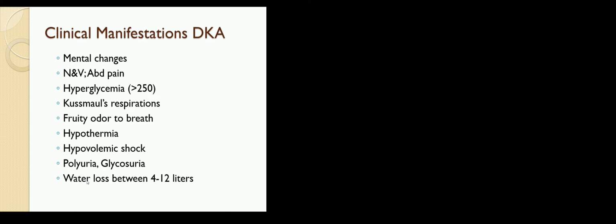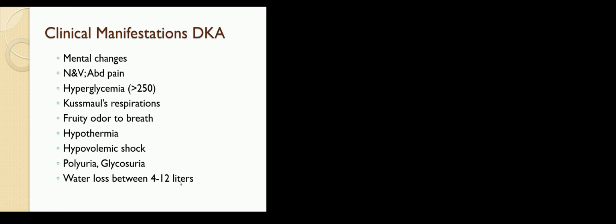And what happens in the kidneys, if you remember back to A&P, in the filtration system of the kidneys, the glomerular filtration rate. When you get down to the kidneys, they can only reabsorb so much glucose. The threshold is 180. So when your sugar starts getting above 180, instead of reabsorbing it, it's going to start spitting that out in the urine. So you will get the glycosuria. Water loss can be astronomical, anywhere between 4 and 12 liters with DKA.